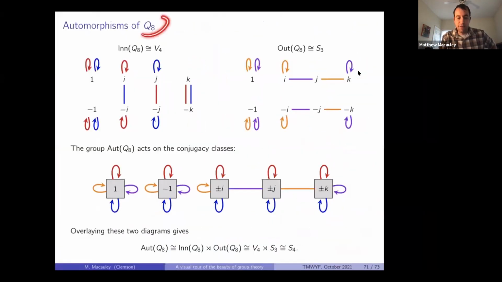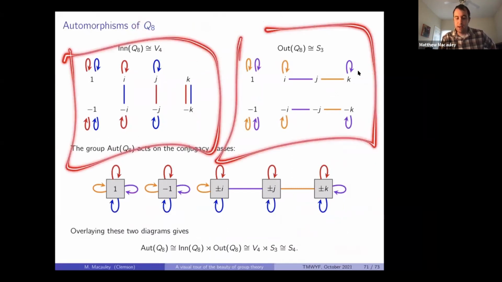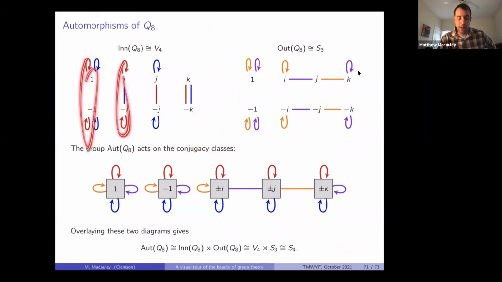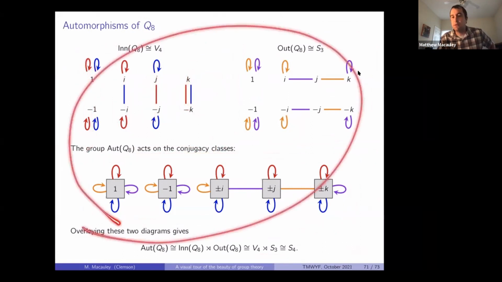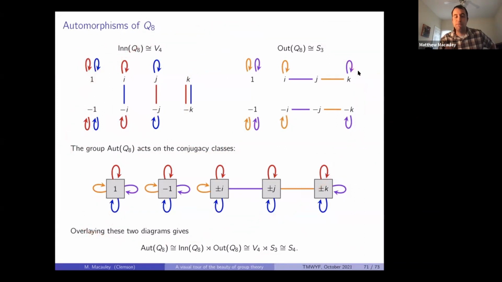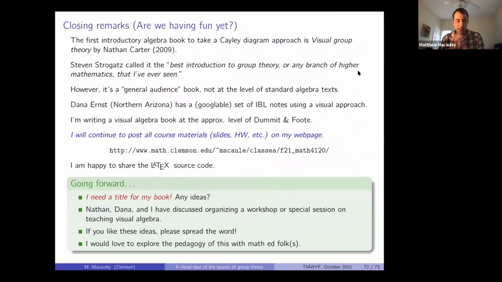And then this is the automorphism group of the quaternions. These are the inner automorphisms. These are the outer automorphisms. And if you collapse by the conjugacy classes, you get this diagram here. And the automorphism group is a semi-direct product. So this is something that, honestly, I never understood in grad school. But if you visually work your way through it, it's a beautiful thing. So that's basically all I have to say.